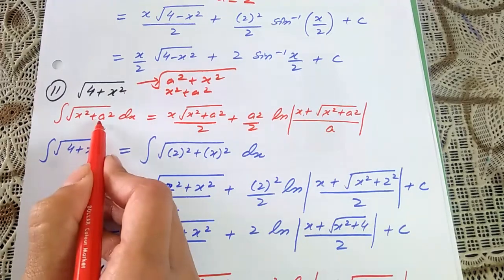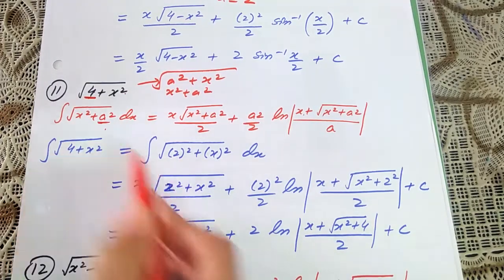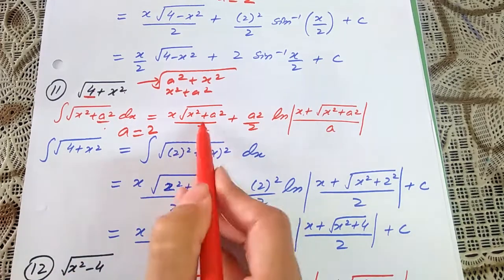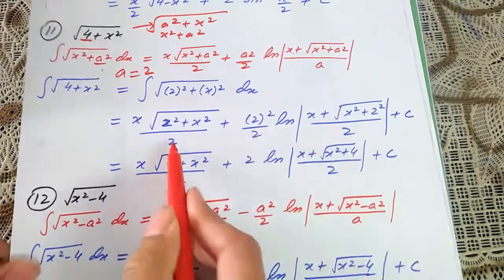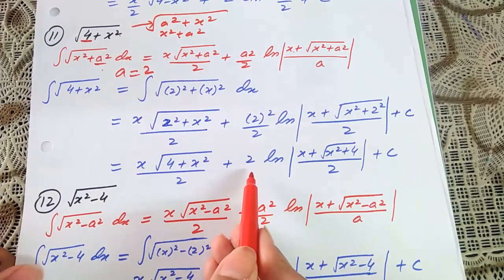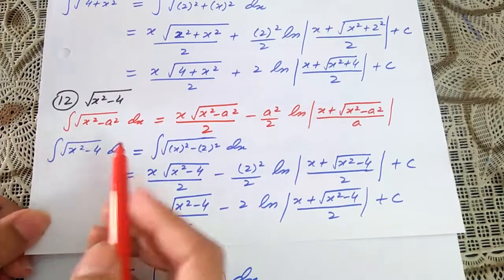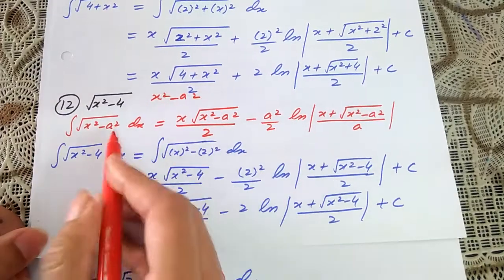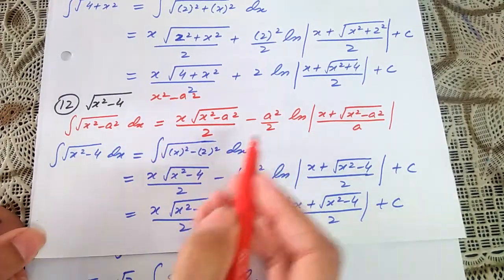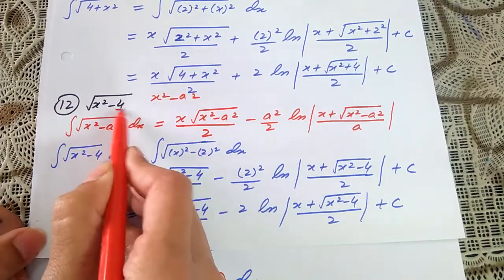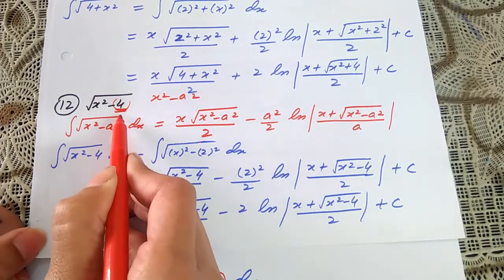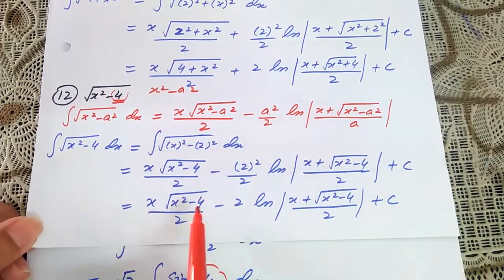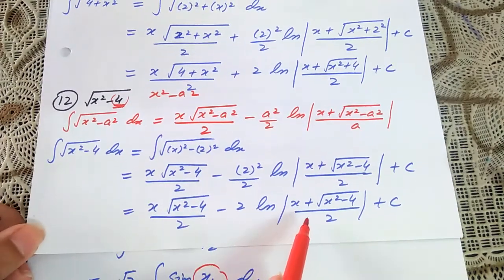Just find the a here. A square is 2 square, so a is 2. So just replace a in this formula with 2 and we will get this answer. Same in question number 12. It is of the format x square minus a square. So use that formula and replace a with 2 here, because the a here is 2. Replace a in the whole formula with 2 and we will get the answer.